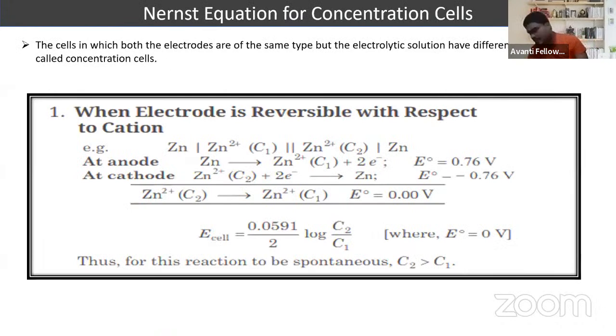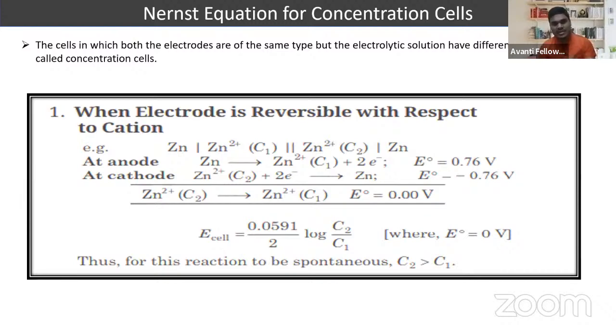Now, let's apply the Nernst equation for a concentration cell. We are going to study the application of the Nernst equation for different cells. First, the Nernst equation for the concentration cell. Basically, the cell in which both electrodes are of the same type, but the electrolytic solutions have different concentrations, is called a concentration cell.